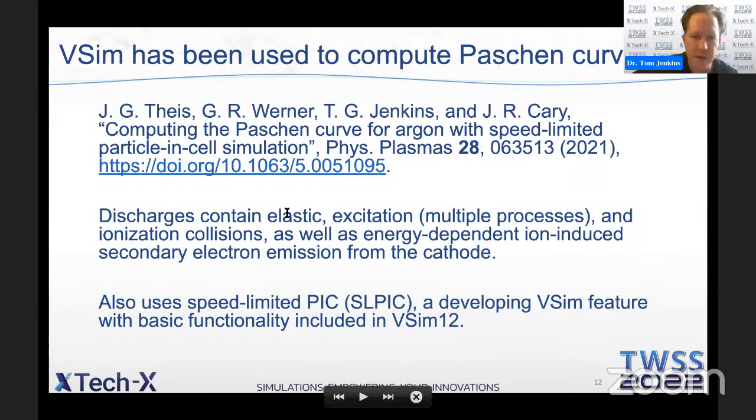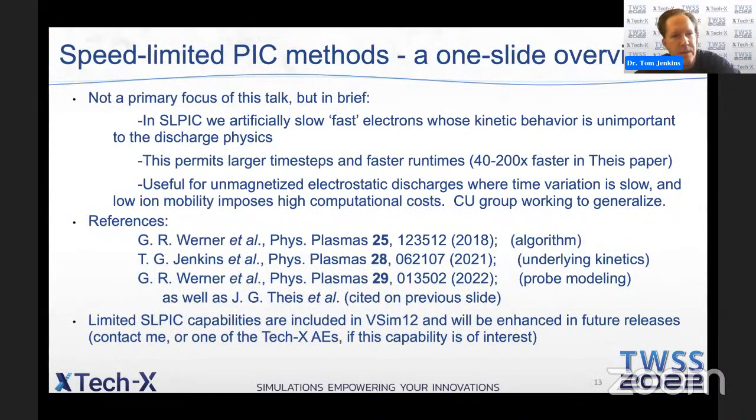So these discharges have lots of collisions, elastic, and multiple excitation processes. We get ionization, and then, as I said, we've got energy-dependent secondary electron emission when the ions hit the cathode. From the title, you might deduce that we're also doing something clever with our particle simulation. We have a new method called speed-limited particle in cell, which is a feature we're developing in VSim, and we've put some of the basic functionality in VSim 12. It's not extensive at this point. We do not want to give you too much rope to hang yourself with, as it were, but we want to put the basic functionality in and have people who are interested test it out. See if it's relevant to your discharges. Just to give you a one slide summary of what speed-limited PIC is.